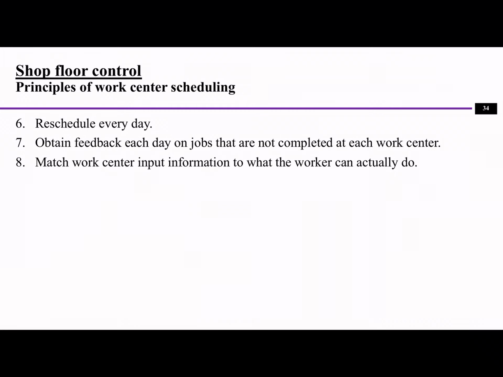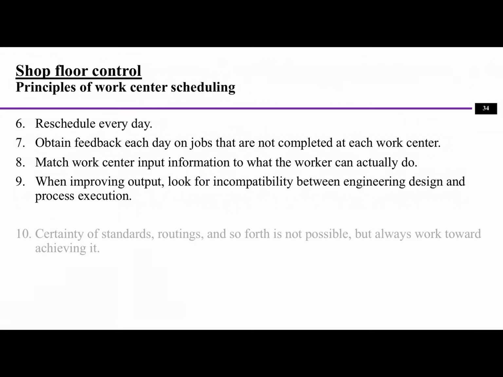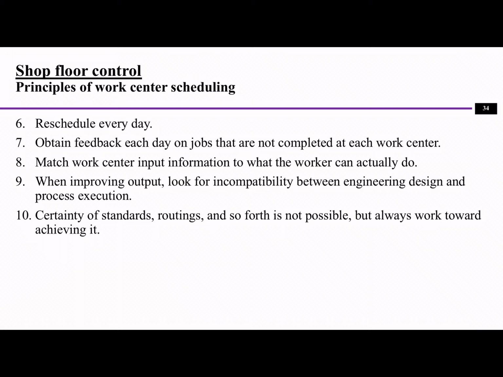Match the work center input information to what the worker can actually do. And when improving output, look for incompatibility between the engineering design and process execution. Certainty of standards, routings, and so forth is not possible, but always work towards achieving it. There's always the ideal situation, but you also need to look at what is reality, right? But it's good to work toward all the goals.